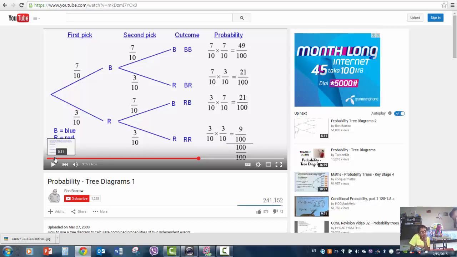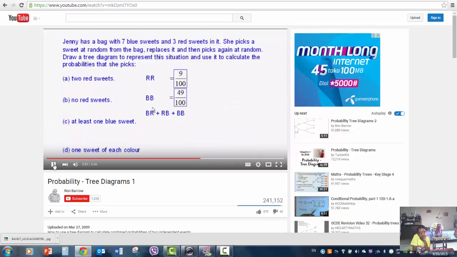The tree diagram is a good way to get a sense of how probability is working. Together we'll get our answer. It's blue red, red blue, or blue blue. Adding them together we get that, which totals to 91 over 100. The next question, you see the next question? 1 sweet of each color. Then it's practically just 21% plus 21%. So that's our answer.